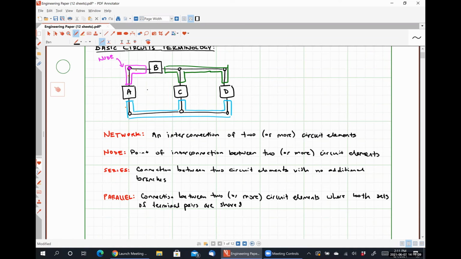Would you say that elements A and C are in parallel with each other? A and C are not in parallel because while they do share the bottom terminals, right? The bottom terminal of A and the bottom terminal of C are connected to each other. The top terminal of A is not connected to the top terminal of C. So because the top terminals aren't connected to each other, they are not in parallel. That's a great question. Thank you. Any other questions?